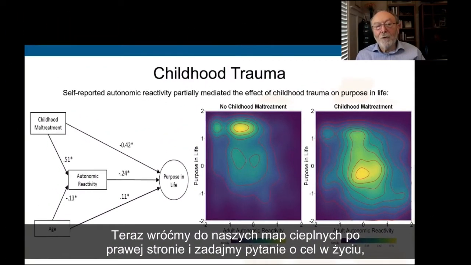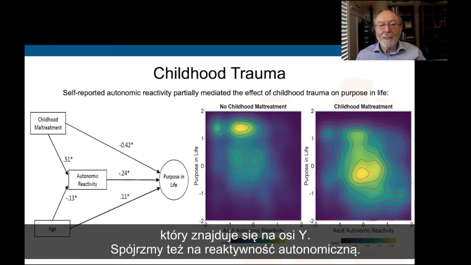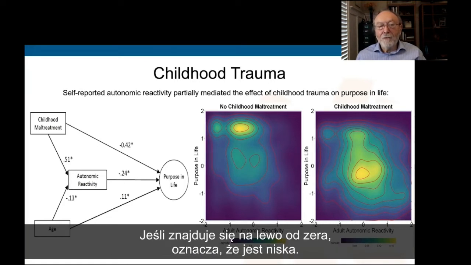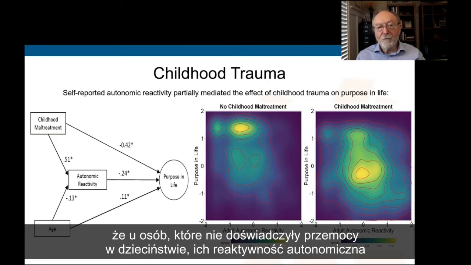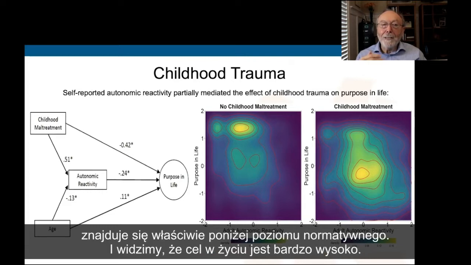Let's go back to our heat maps on the right, and let's ask this question of purpose in life, which is on the y-axis, and let's look at autonomic reactivity. So if it's to the left of the 0, it means low, and it's high there. You can see the high brightness in that left-hand panel of the right side. The yellow meaning that in individuals without childhood maltreatment, their autonomic reactivity is actually below the normative level. And we can see that purpose in life is very high.